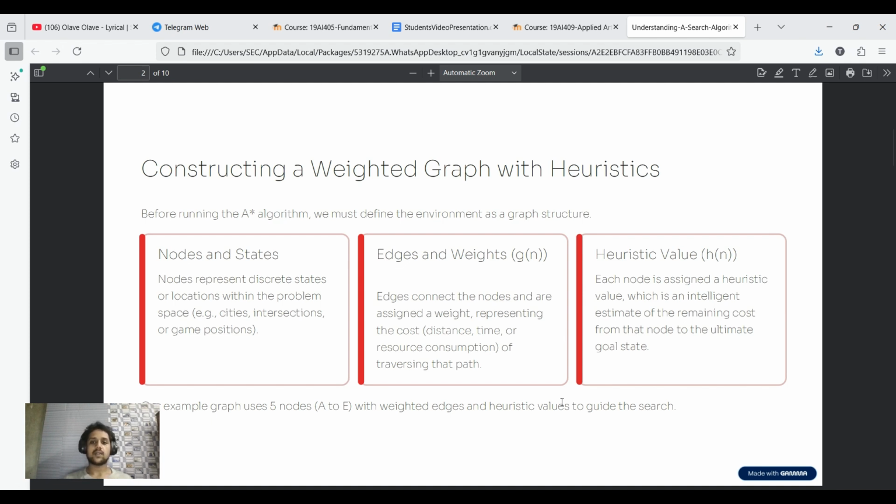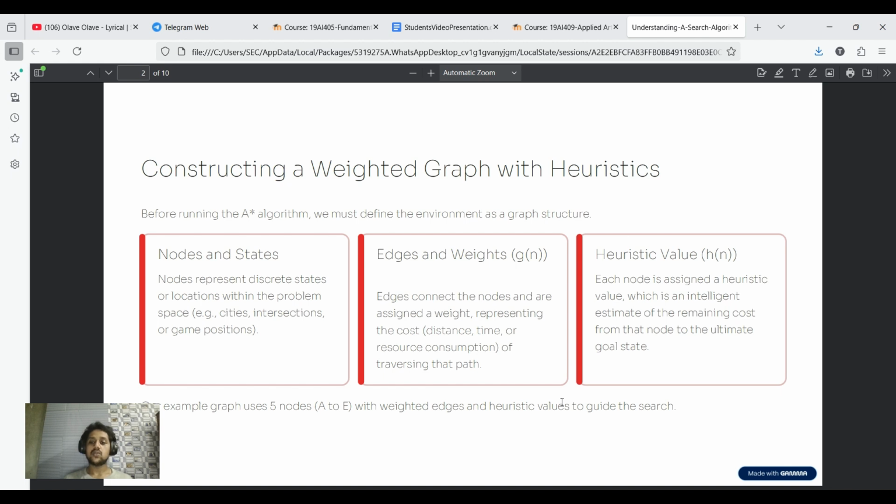Constructing a weighted graph with a heuristic. Before running the A star algorithm, first of all, we must define the environment for the graph structures. There are three types of graph structures. First is node and state. In node and state, the node represents the discrete states within the problem space. Second type is edges and weight. In edges and weight, edges connect the nodes and are assigned a weight representing the cost, time, or resource consumption of traveling the path.